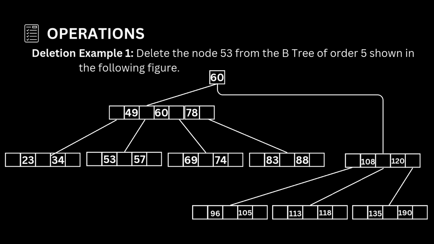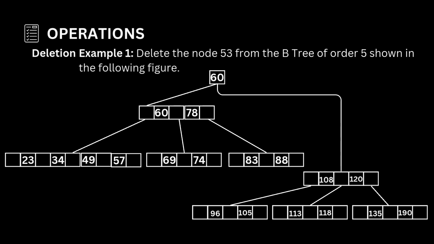Let's see an example. Delete the node 53 from the B tree of order 5. 53 is present in the right child of element 49. Delete it. Now 57 is the only element left in the node. The minimum number of elements that must be present in a B tree of order 5 is 2. It is less than that, and the elements in the left and right subtrees are also not sufficient. Therefore, merge it with the left sibling and the intervening element of the parent, that is 49. The final B tree is shown here.